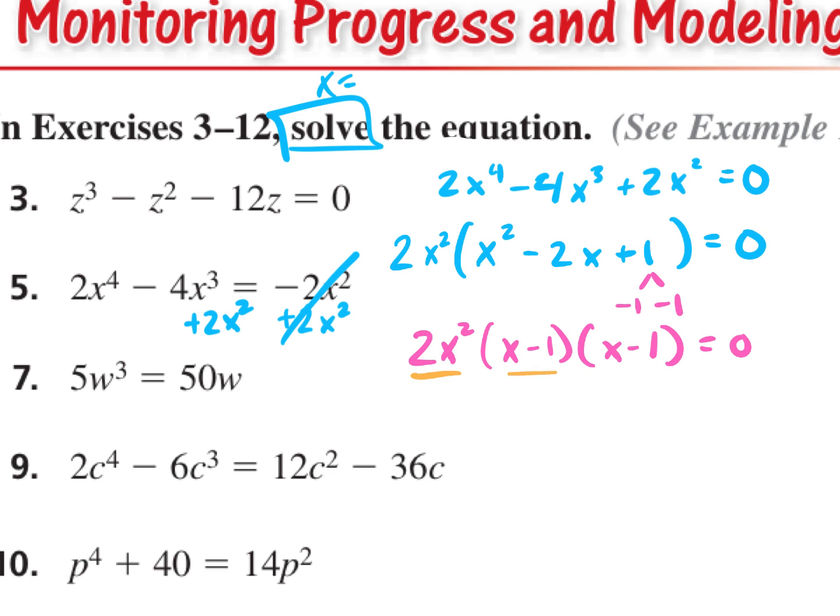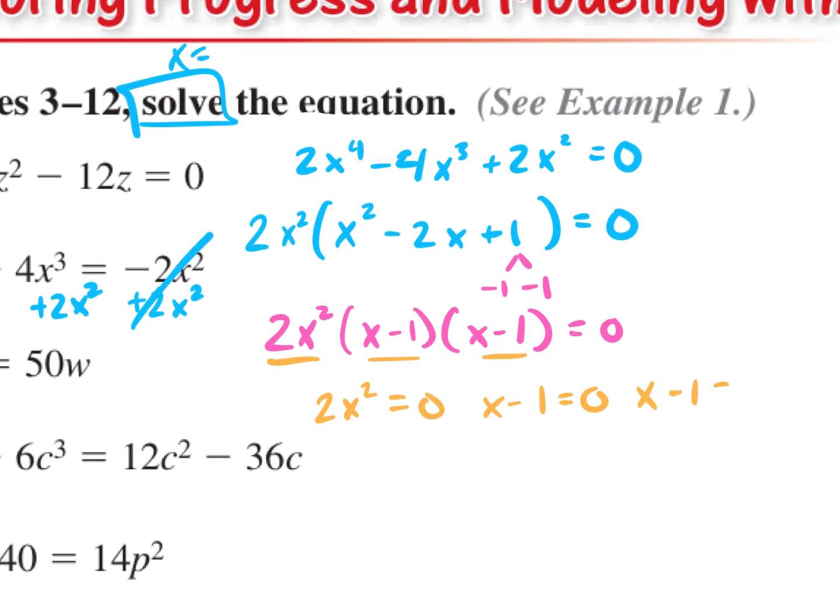Set each piece equal to 0. So 2x squared is equal to 0. X minus 1 is equal to 0. And x minus 1 is equal to 0. So when we solve, we get x is equal to 0. And what else? X equals 1 and x equals 1. Perfect. So these would be our answers. You don't have to list it twice if it repeats, but it's fine if you do.